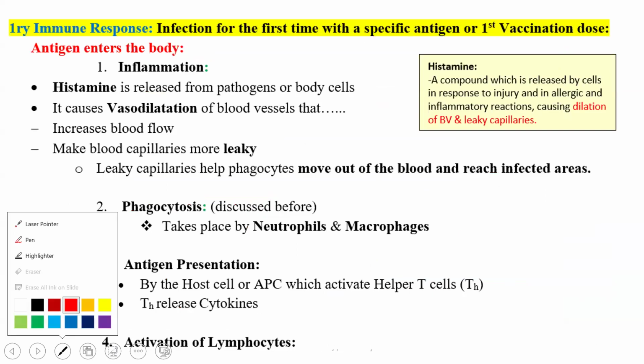Primary immune response, from the name, is when an antigen enters the body for the first time. And it also includes vaccination.